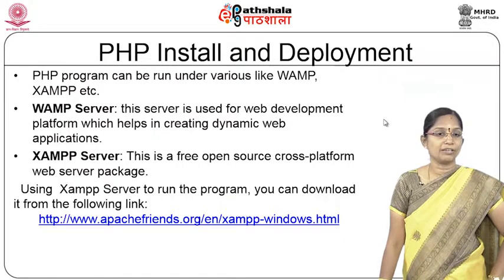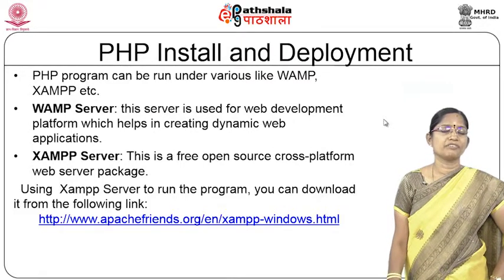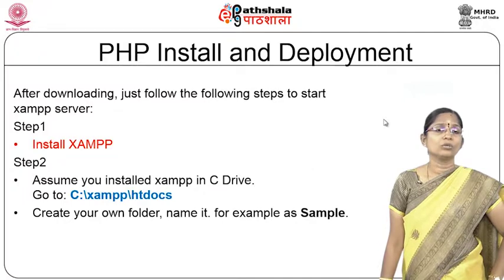The link is displayed to you: http://www.apachefriends.org/en, where en stands for English version, XAMPP-windows.html. From this you can download the XAMPP server. After downloading, just follow the following steps to start the XAMPP server.